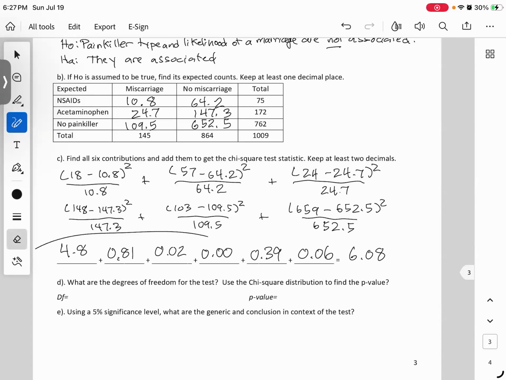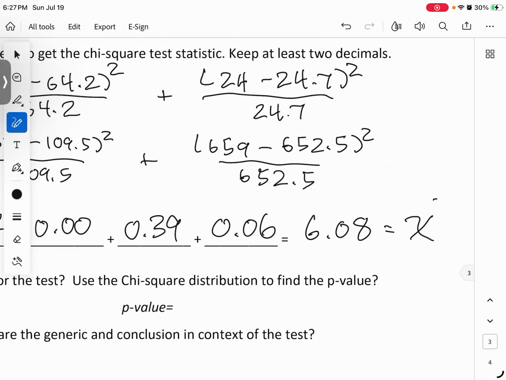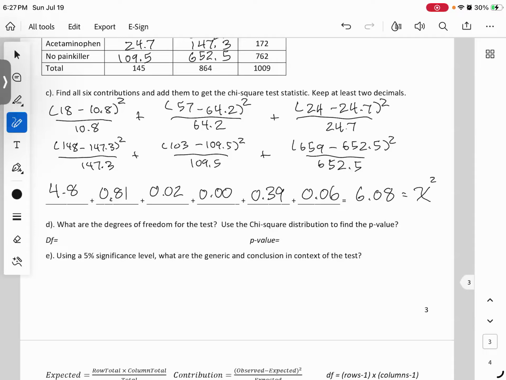Now, that 6.08 is meant to be a lot like what we've already done in chapter 5 and chapter 6, with our Z test statistic and our T test statistic. Today it's being called a chi-squared, but it serves the exact same purpose. It's going to be used to get our p-value. And if the p-value is small enough, we'll be able to reject the null hypothesis, which in this particular example is saying that painkillers don't matter. Whatever you use, or if you don't use them, it's not going to change the proportion, the likelihood of having a miscarriage.